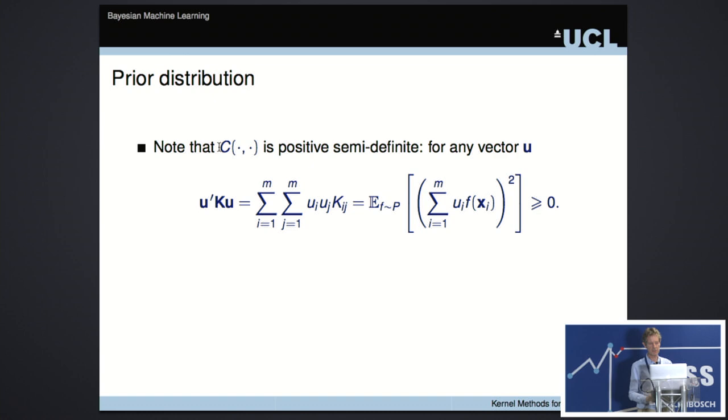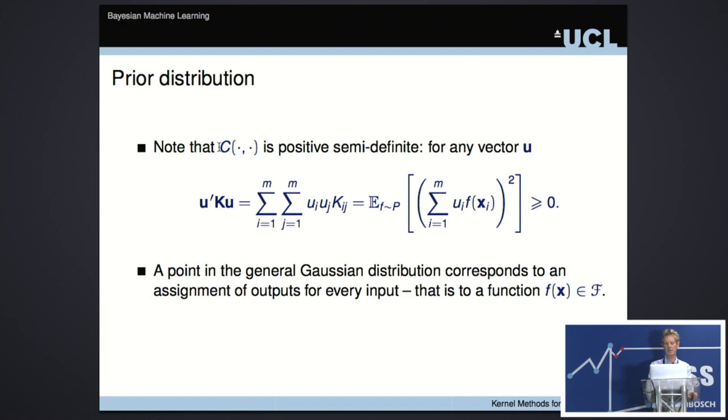So a point in the general Gaussian distribution corresponds to an assignment of outputs for every input. So in that sense, the Gaussian distribution defines a function. We're thinking of actually working with that function only on a finite set of inputs, but it actually defines a distribution over functions.